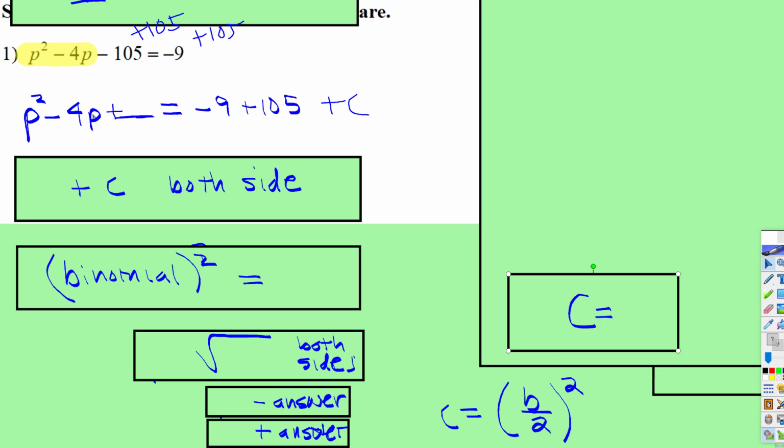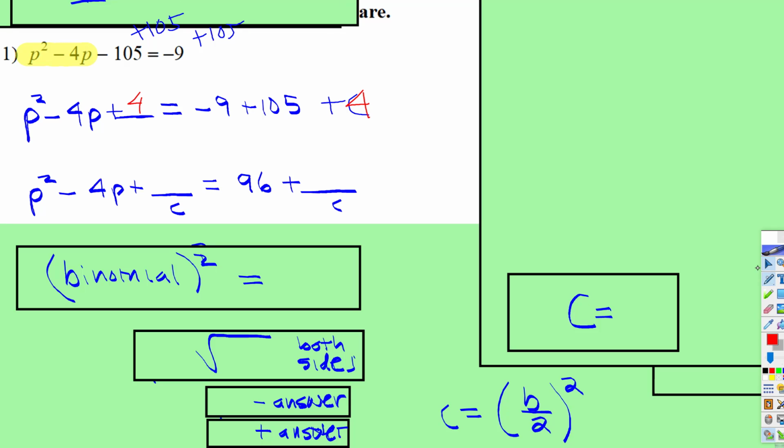Well, what is half of negative 4? It doesn't matter if you think about it as half of 4 or half of negative 4, because when you square it, it'll be a positive number anyway. So half of 4 is 2. 2 squared is 4. So you're going to end up adding 4 to both sides. So let's see what we did here. We take half of 4, which is 2, and then we square it. So half of b, that's negative 2. Negative 2 squared is 4.